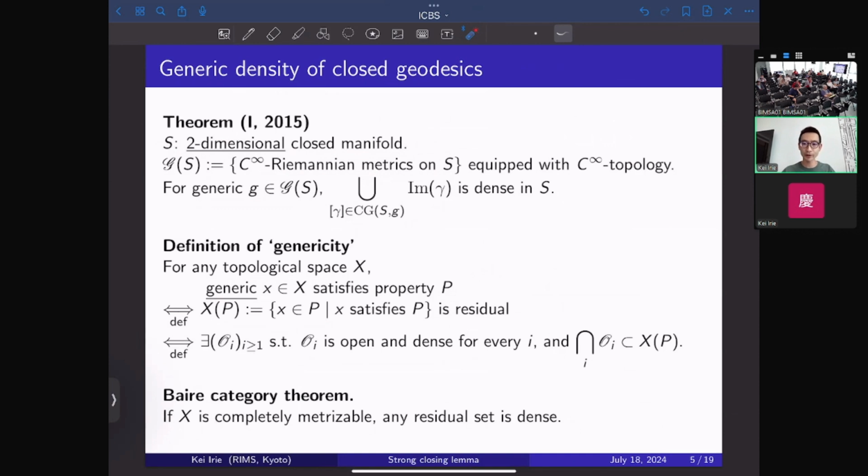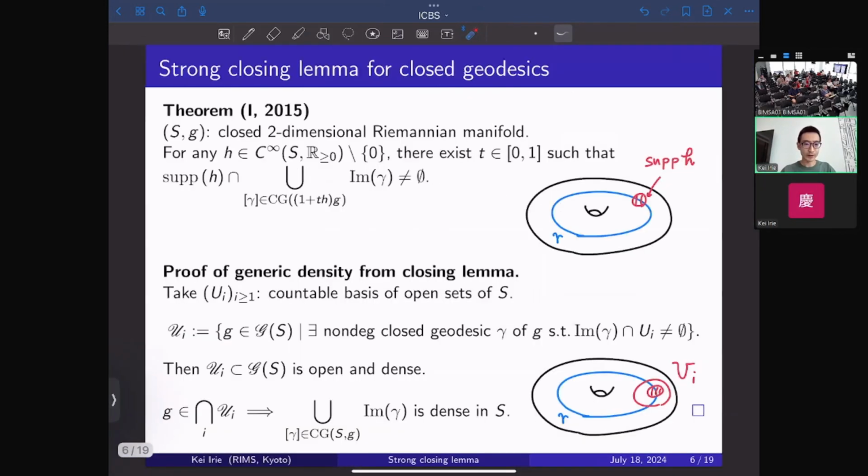And the main theorem in the Award paper is an analog of this result for minimal hypersurfaces in high dimensions. So let me first explain the proof of this result, and then I will explain how to extend that argument for minimal hypersurfaces. So my first goal is to explain the proof of this result. And this is actually a corollary of the following even stronger result, which I call the strong closing lemma for closed geodesics. So let me state the result.